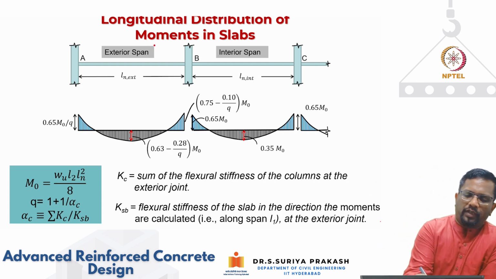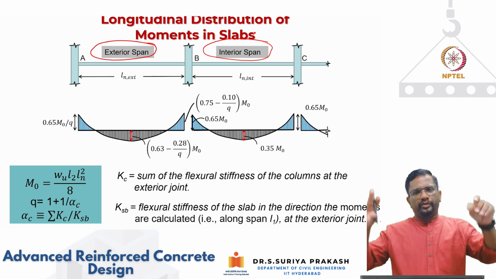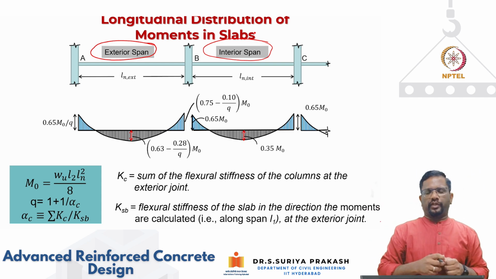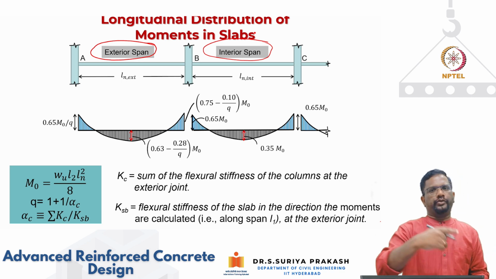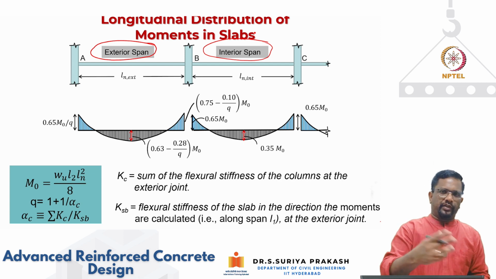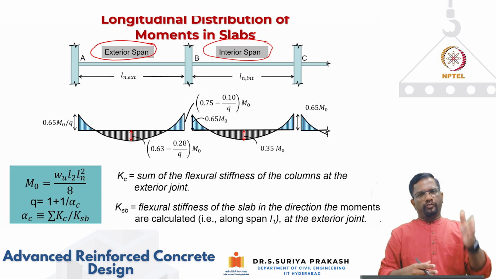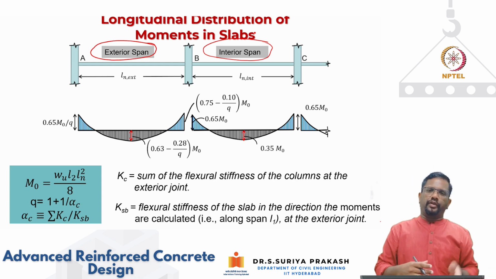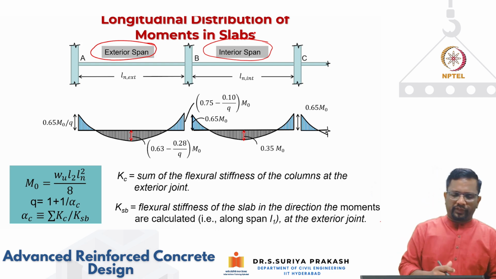Now at the edge of the frame, you have an exterior span. At the interior locations, you have an interior span. Now we know that the interior span is going to approach fixed condition. However, the exterior span will also develop some level of fixity depending upon the beams that you have in the transverse direction. And you may also have some walls continuing along the facade of the building. So that will induce some fixity.